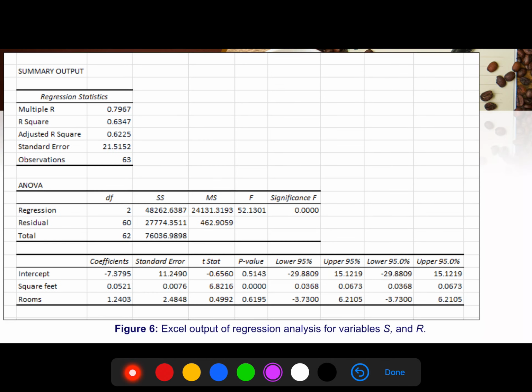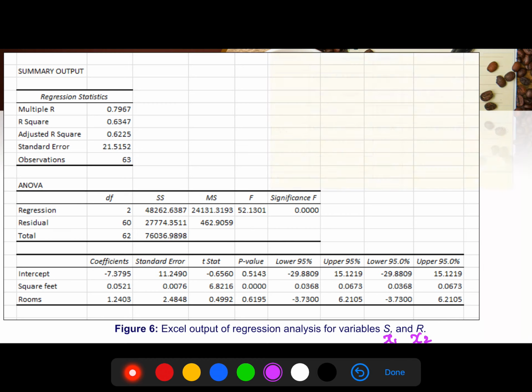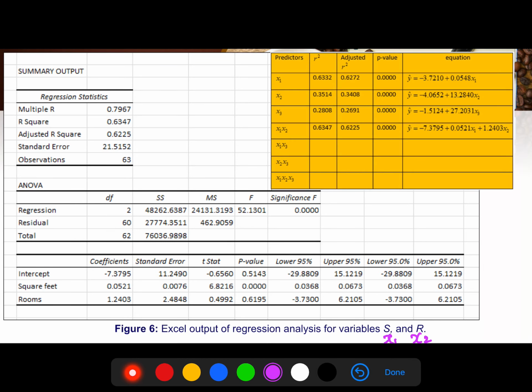Okay, next find for x1, x2. So this is the Excel output, x1, x2. So put it into the table: R square here, adjusted R square, p-value, and the equation. Here is beta naught, beta 1, beta 2. Okay, you will have x1 and x2.